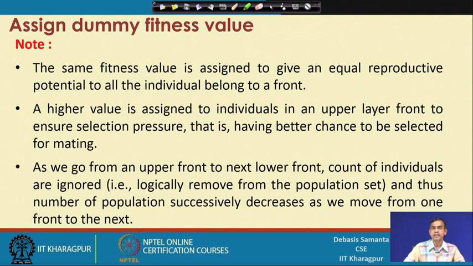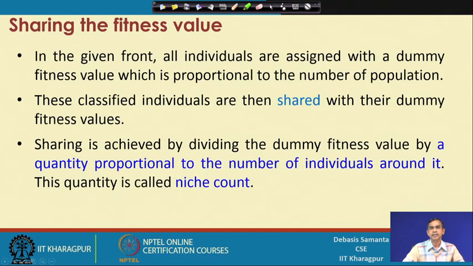The same fitness value is assigned to give an equal reproductive potential to all the individuals belonging to a front. A higher value is assigned to individuals in an upper layer front to ensure selection pressure, that is, having a better chance to be selected for mating. And as we go from an upper front to the next lower front, the count of individuals is ignored, that is, logically removed from the population set, and thus the number of population successively decreases as we move from one front to the next front. Okay, so this is the idea about dummy fitness value assignment.